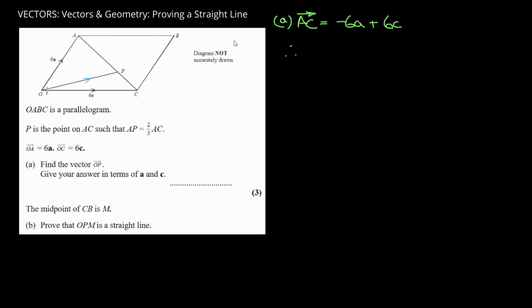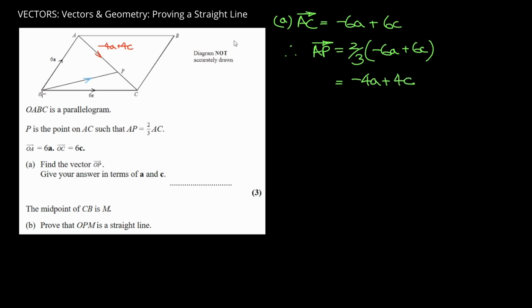So if I need to do this journey from O to P, I will need to travel along A to P. And because we've been given the ratio of AP to the whole lot AC, I can say that AP is 2/3 of this lot. Multiplying this bracket out, the 3 will cancel with the 6 in both occasions, leaving 2. So I get -4A plus 4C.